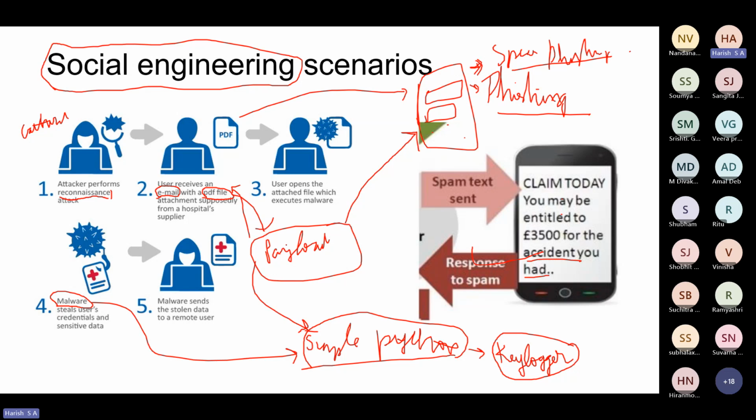So the payload contains one of these three things. It could be as simple as a form, or as complex as a malware. It could be something simpler like a keylogger. What this keylogger does is log the data and send it to a remote location, which is basically you, the attacker. So this is basically social engineering.